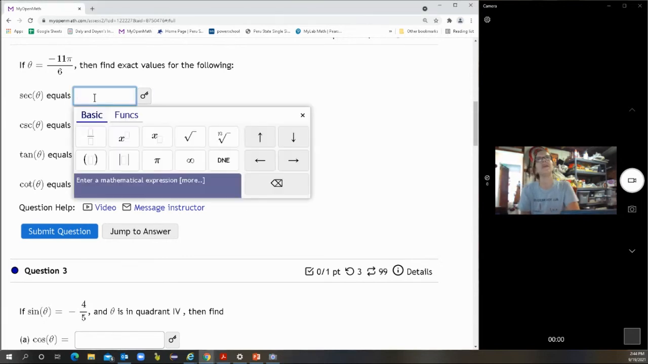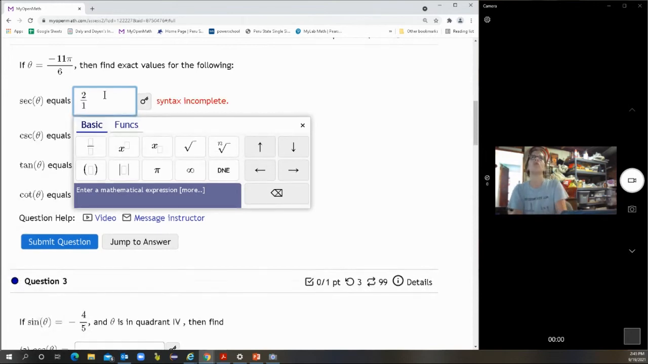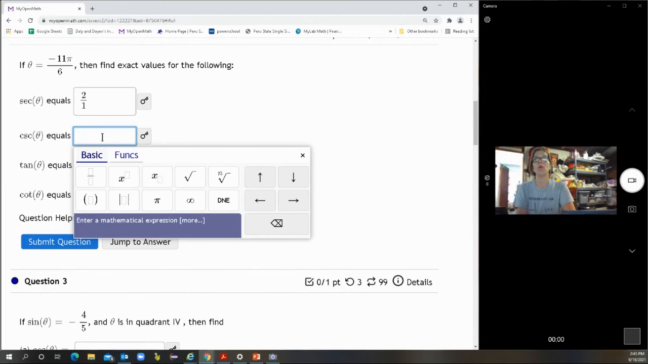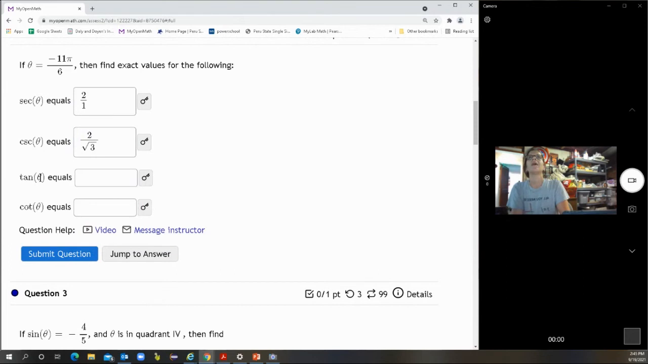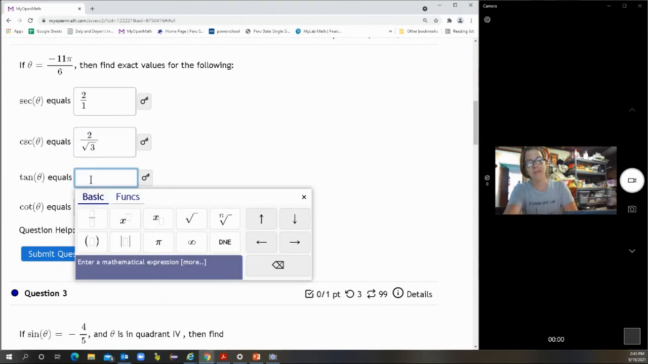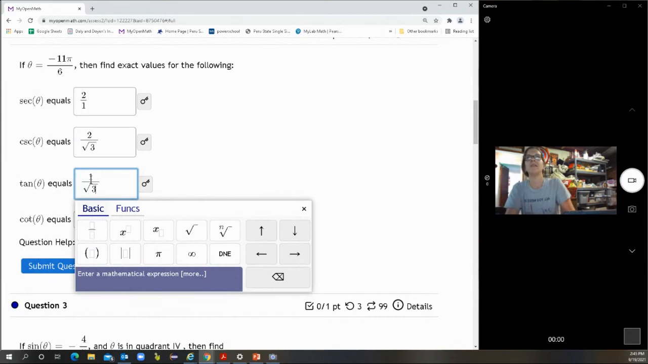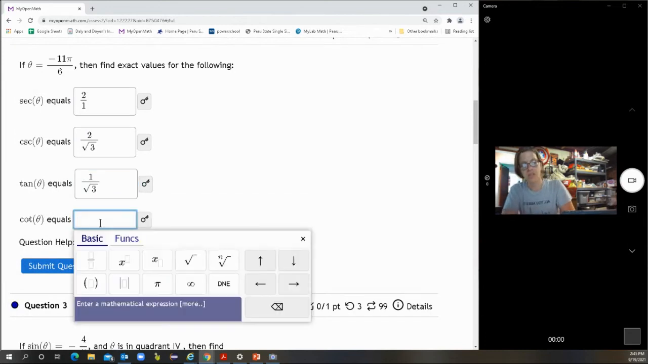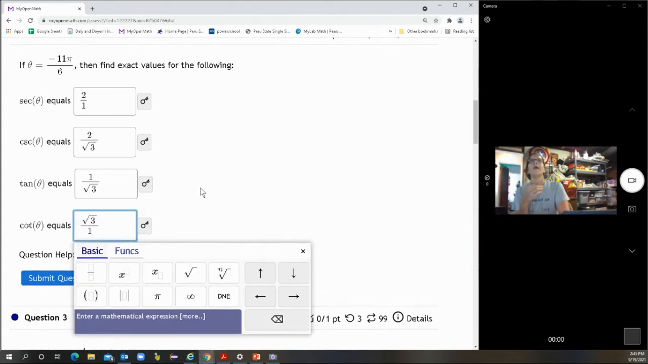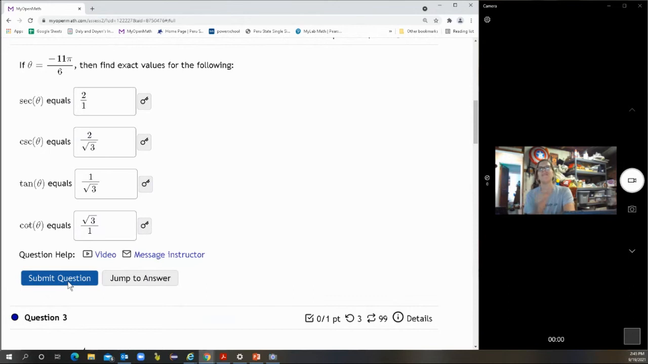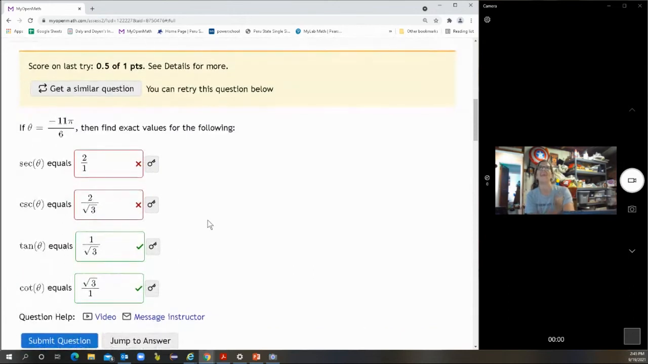Let's just see. So secant was 1 over cosine, and cosine was the opposite, so that was 1/2. So this should be able to just be 2 over 1. Cosecant is 1 over sine, so 2 over the square root of 3. Tangent, if you recall, was opposite over adjacent, so it would look like that. Cotangent is the reciprocal of that, so it would be square root of 3 over 1. And so all of these look a little weird, but I just wanted to put them in and see if it would be happy with me. Oh, it didn't like any of those, you guys. Oh, well, it was fine with the last 2.